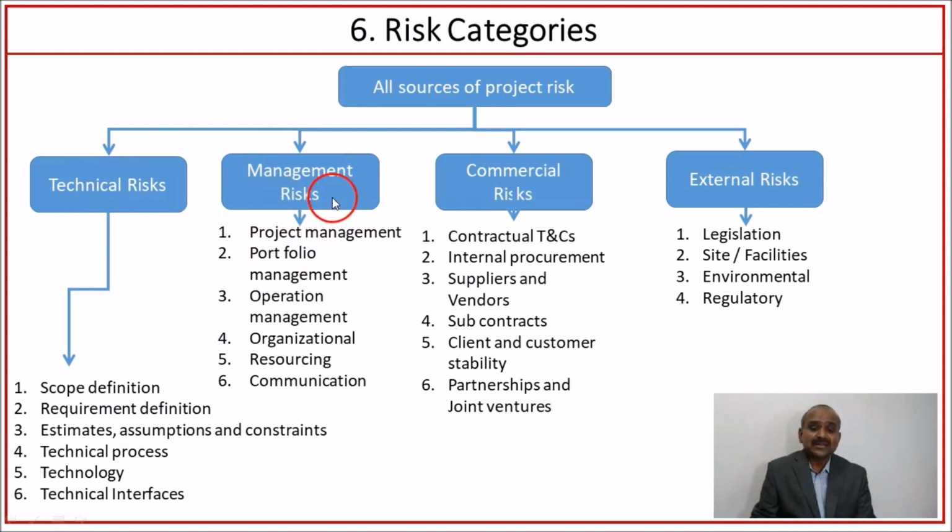Similarly, the management risks may include project management related, portfolio management related, operation management related, organizational related, resourcing related, and communication related. Similarly, commercial risks may include contractual terms and conditions, internal procurement related, suppliers and vendors related, client and customer stability related, partnership and joint venture related. So all commercial risks can be identified under these subheads. You may include more subheads also. The next one is external risks. That means all legislation related, site or facility related, environmental related, regulatory related. So all such risks can be included as part of external risks. So the beauty of risk categorization is it provides a structured way of identifying risks, and also you can explore more categories depending upon the project context.